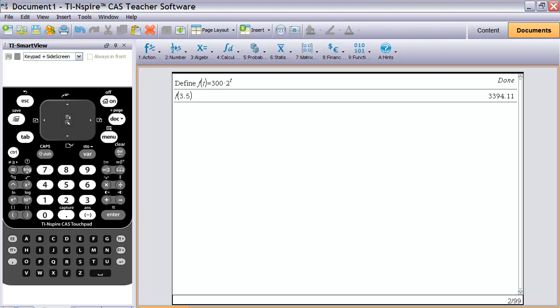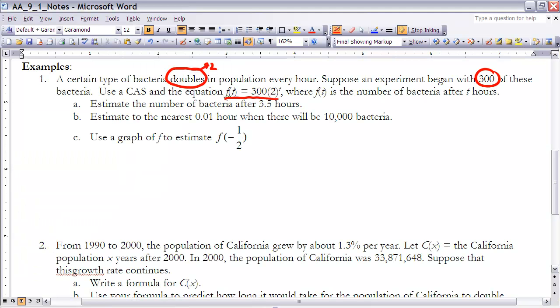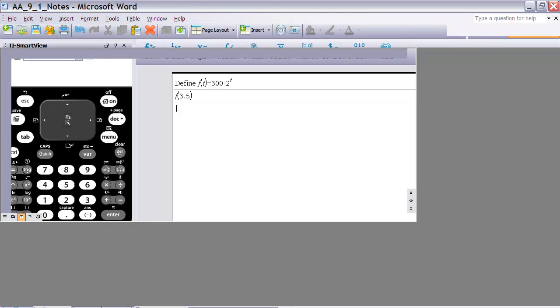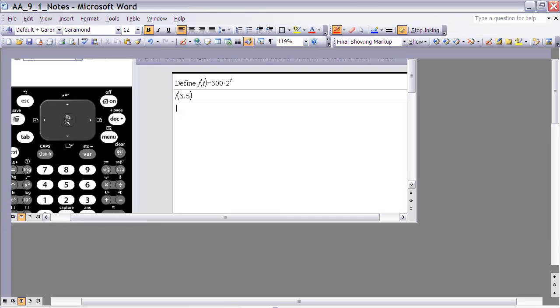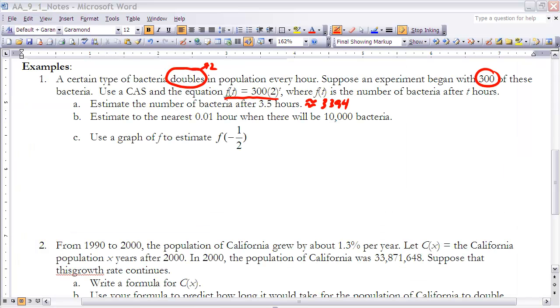3,394.11, and I believe that the question asked us to round our answer. Oh, actually on that one it didn't say to round our answer, so we'll just do it to the nearest bacteria, which would be 3,394. Okay, so that's the value that we're going to put down there, 3,394. And you'll notice that I put approximately there because we know it's not exactly that, but after 3.5 hours, that's about how many bacteria we would have.